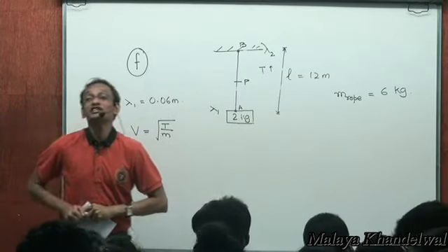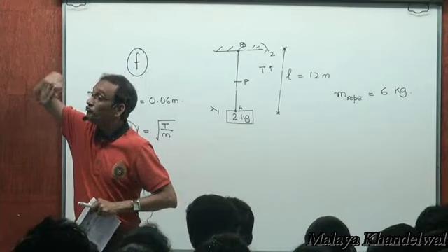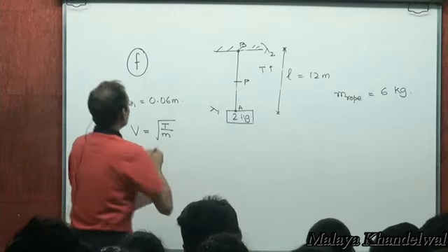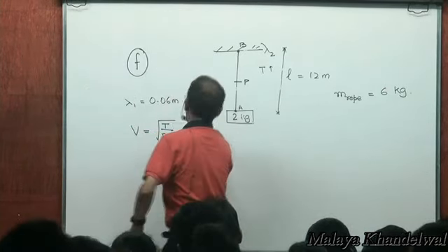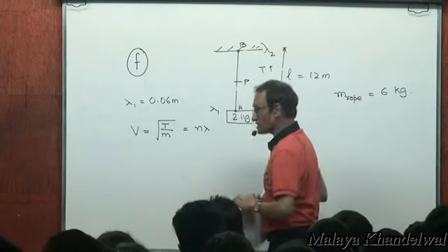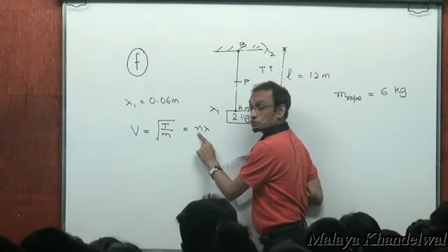However, what does not change is the frequency of the pulse. V changes. V is n lambda, where n is the frequency of the pulse. n will not change.